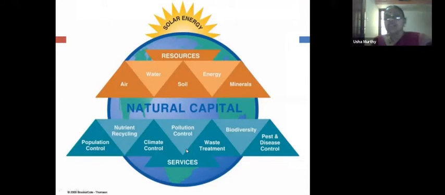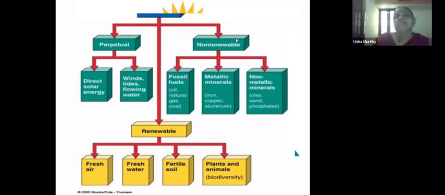And what are the services we can get from those things? What do we have to control? Pollution control, climate control, nutrient recycling, population control, waste treatment, efficient waste treatment, biodiversity, and pest and disease control. So they are all under the umbrella of solar energy. That is because of the sun.